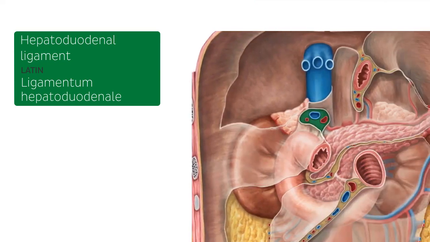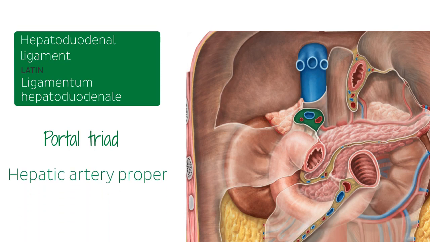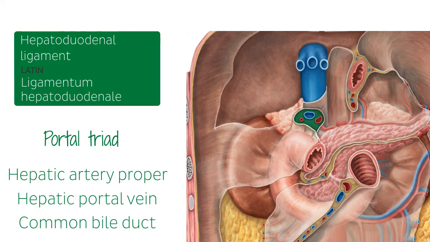If we go back to the previous image, we can see the hepatoduodenal ligament contains some structures within it, which are collectively known as the portal triad. These structures are the hepatic artery proper, the hepatic portal vein, and the common bile duct.